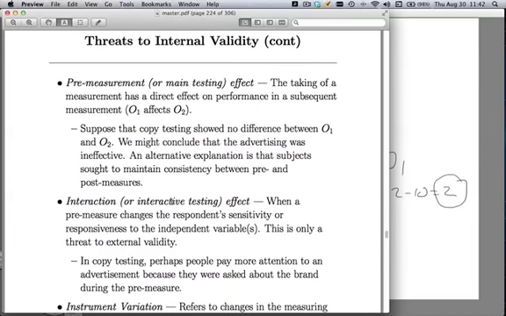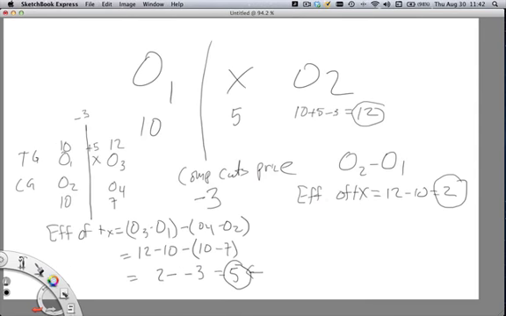There's two sets of testing effects. There's the pre-measure and the interactive testing effect. So let me go over these with you. I'm going to clear the page here. Let's say that I take a pre-measure, I do something, and then I take a post-measure. The pre-measurement effect is where the act of taking a pre-measure affects the post-measure. The interactive testing effect is where the act of taking a pre-measure affects the way the respondent responds to the treatment.